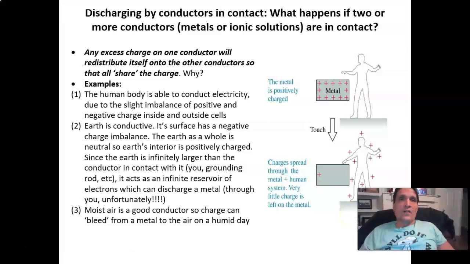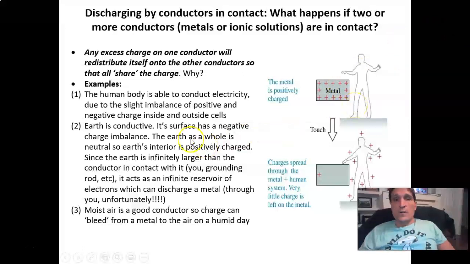Anytime you have two conductors, and there's a net charge on one, and that touches another conductor, that electricity will discharge. Some of it will discharge onto the other body. The human body is a good conductor, so anytime we touch a metal that's charged, some of that charge will dissipate onto us.